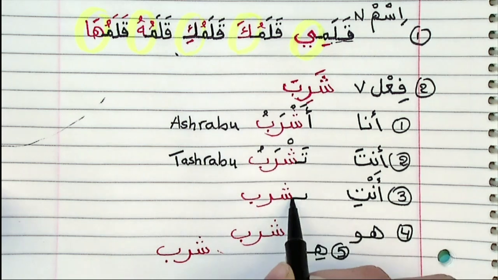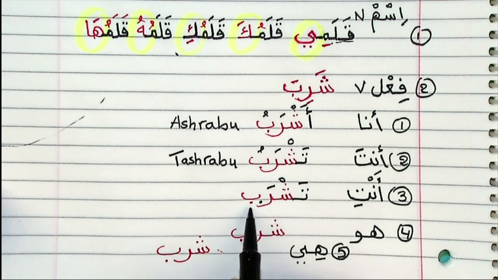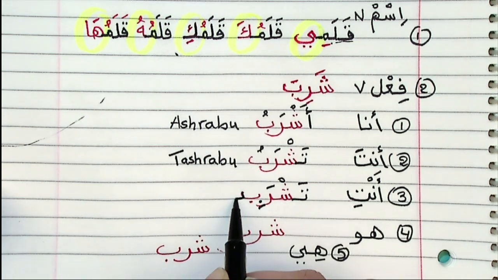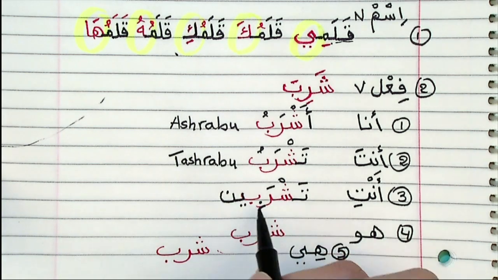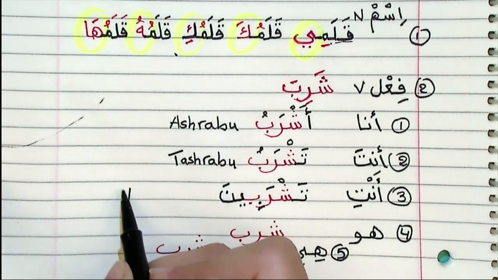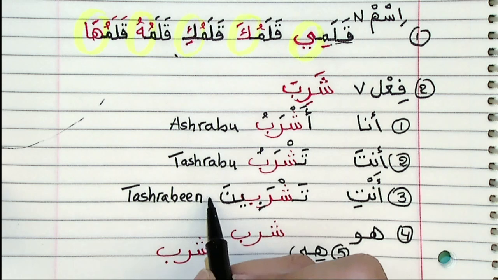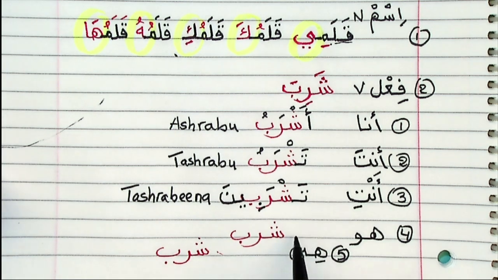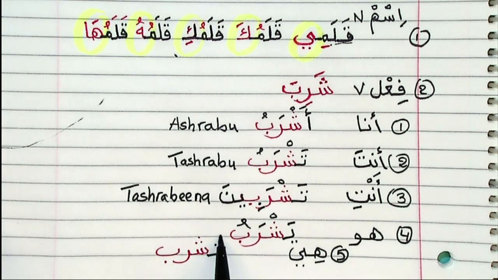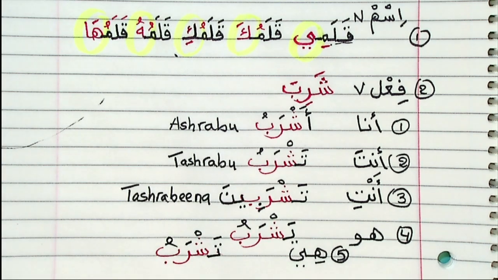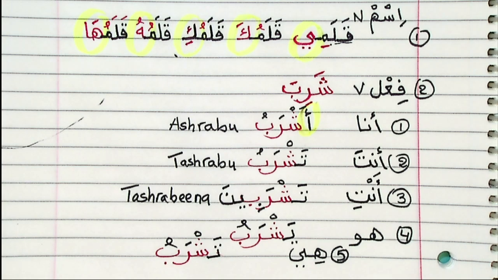Anti, put ta, shra, and then we have to use the initial form of ba. I place the dot right here, tashra, and I add the ending of the verb conjugation. You are drinking, feminine: tashrabina. Huwa, yashrabu. Hiya, tashrabu.